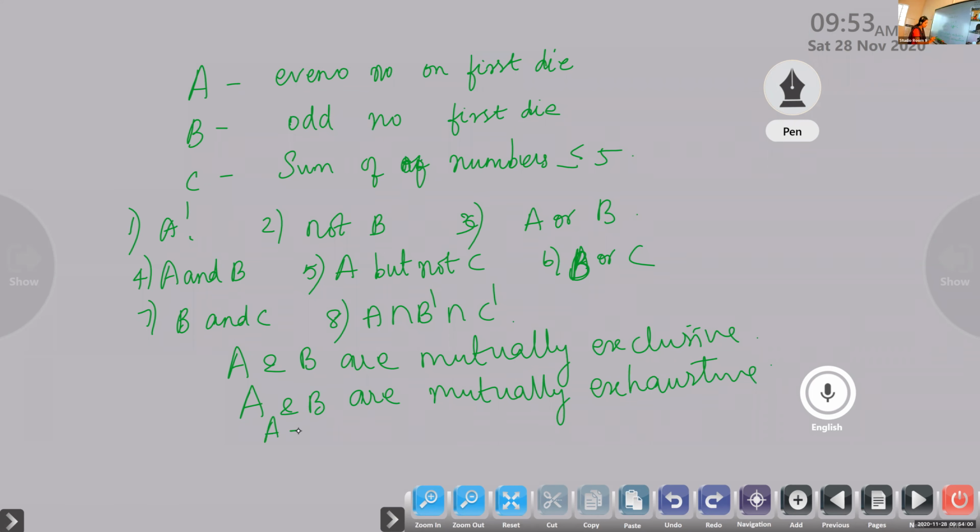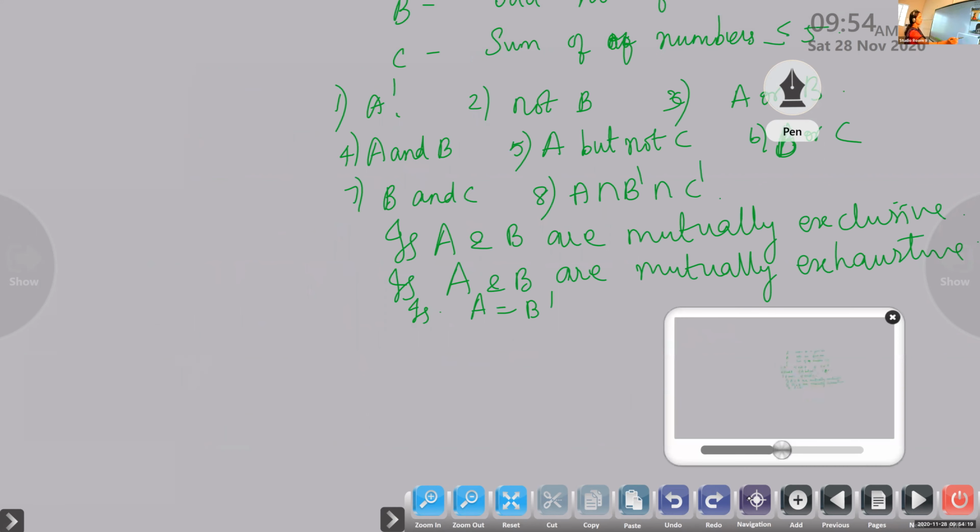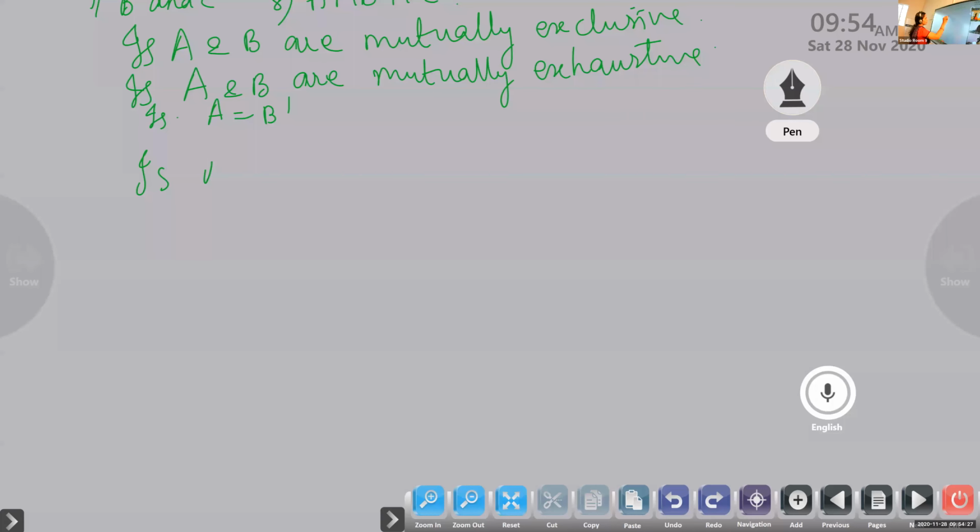Is A equal to B dash? You have to answer all these questions. Is it equal? Okay, the next part. The same question, the question is not over. Are A and C mutually exclusive?